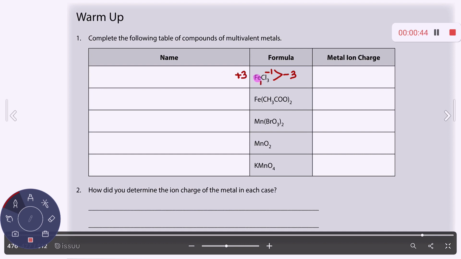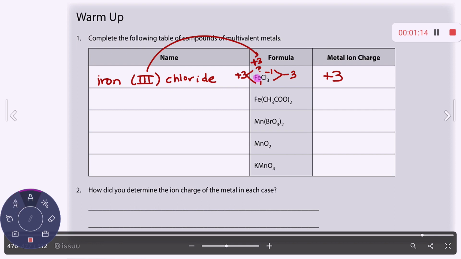If I have 1 iron, 1 times what charge would be +3? 3. Okay, so that means the metal charge is +3. And then when you go to name it, you have to include a Roman numeral because iron doesn't have an assigned charge. We have to indicate what the charge is on the metal. And then we would end the chlorine in ide. So this Roman numeral 3 came from this +3 charge that we just figured out, okay?